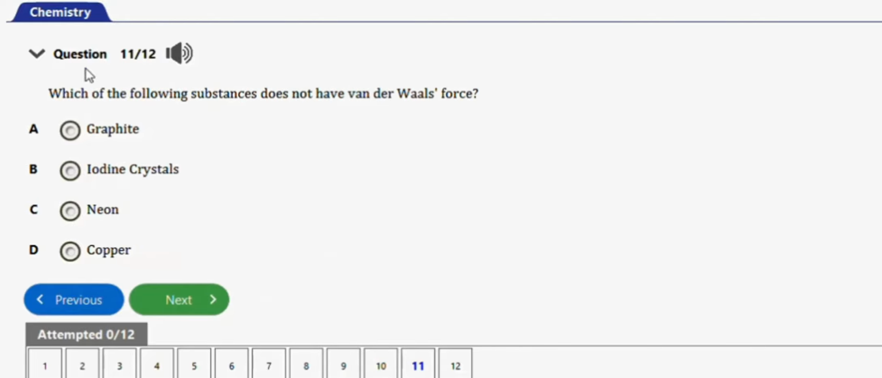It says which of the following substances does not have van der Waals force? So the right answer is option D, copper. Metals basically don't have van der Waals forces and copper is a metal. Okay, the last question for end this video will be this one.